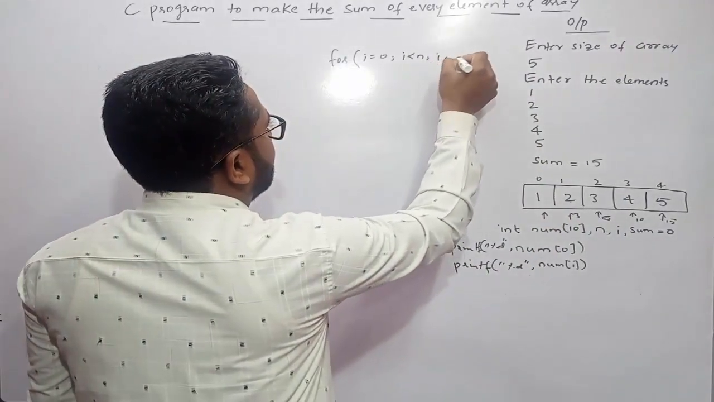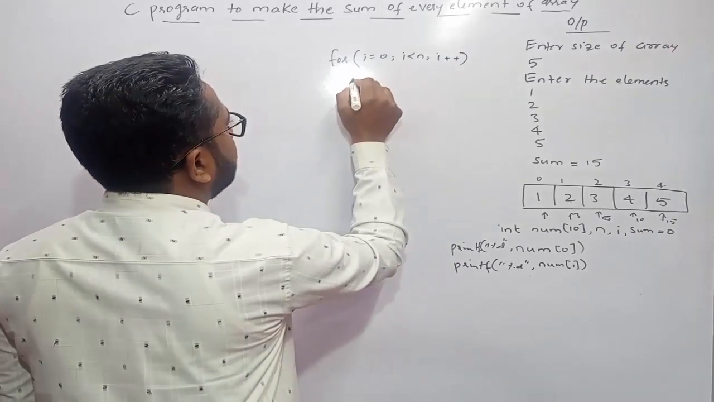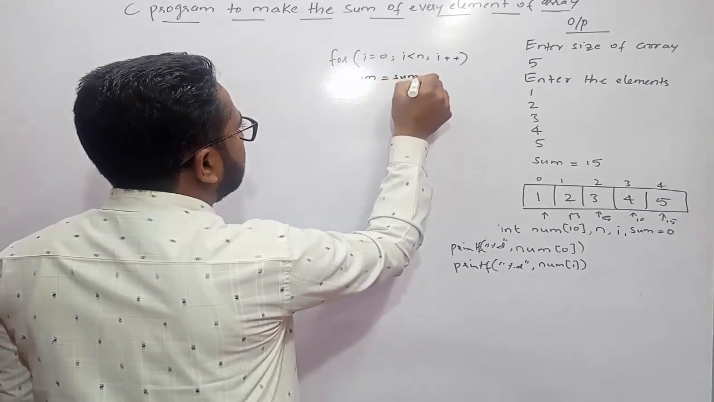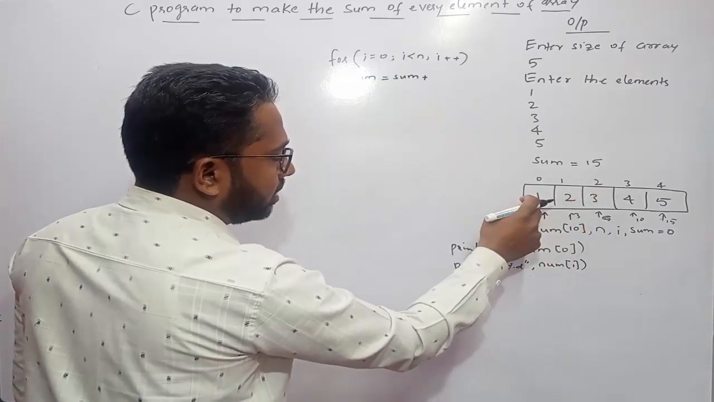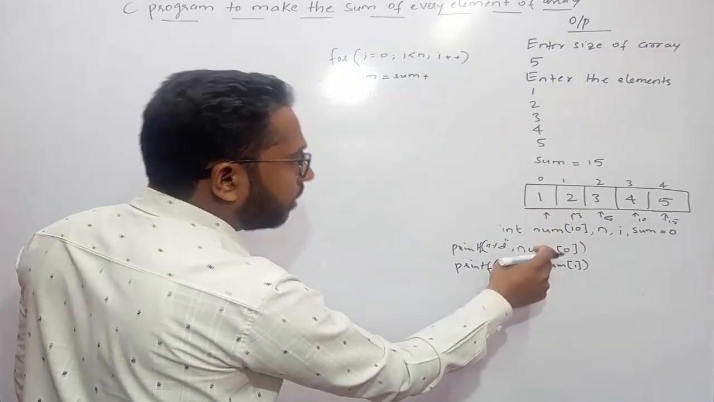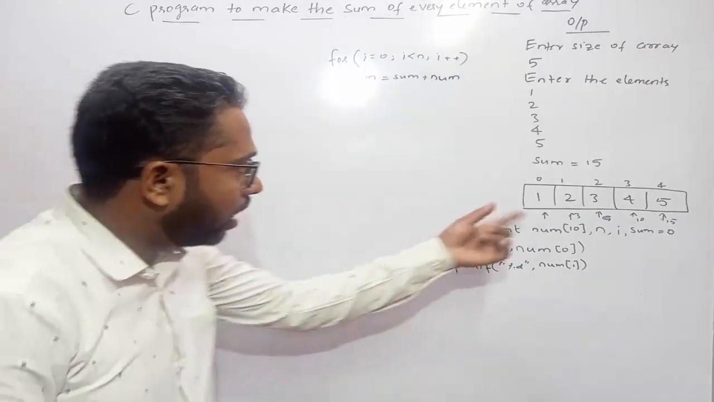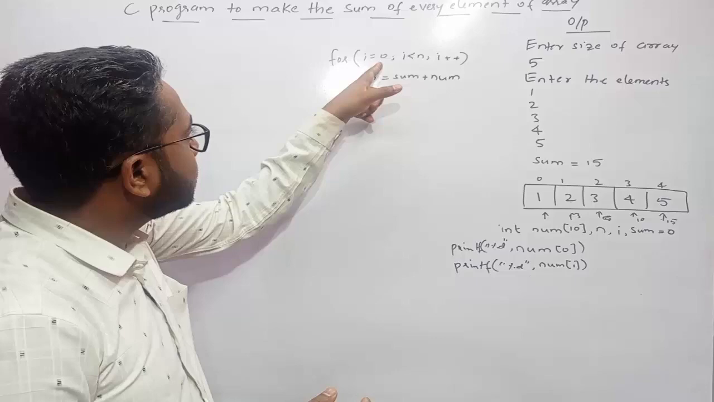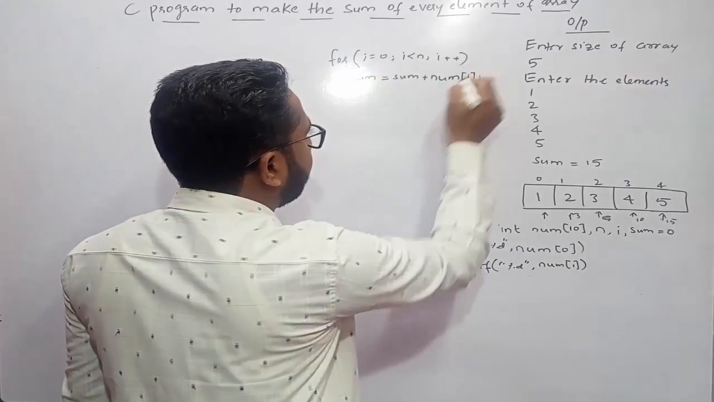Then I plus plus, then I just need to write this expression: sum equals sum plus each and every item, and this first item is present inside the 0th position of the num array. So I need to write num, which is our array, and what item we want to access, the 0th position, and the value of I is 0. So we just pass I here.